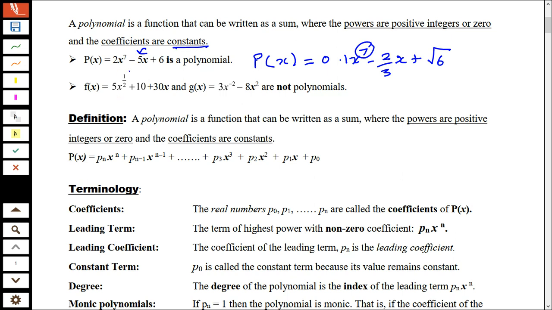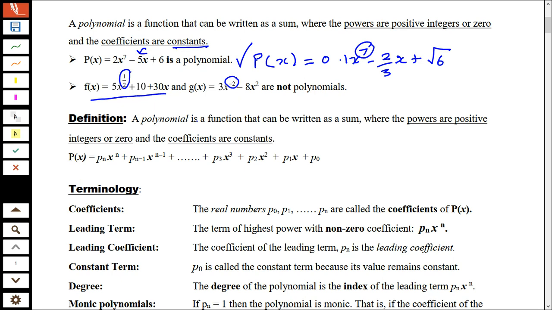You can see here I don't have a positive integer for the power. So this particular function is not a polynomial. All right, and over here, have a look. You can see that the power is -2. It's not a positive integer, so that's not a polynomial either. Okay, but the first one is.